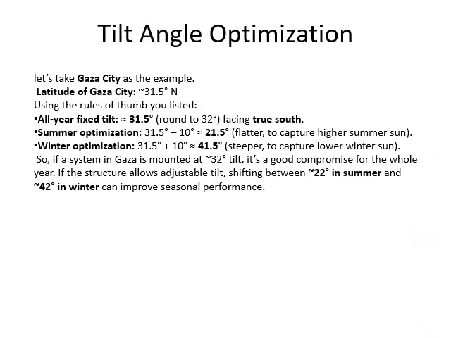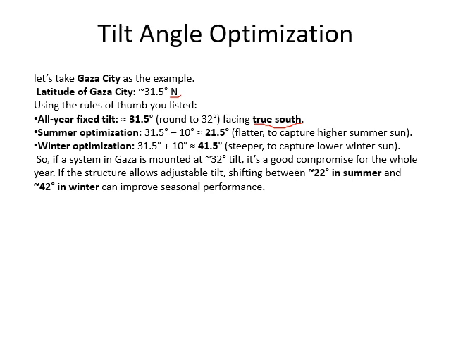Now let's take Gaza City as the example. Latitude of Gaza City is 31.5 degree north. Using the rule of thumb, the tilt angle will be 31.5 degree all year fixed if you want to go for a fixed tilt, facing true south. Now during summer we can actually tilt it 31.5 minus 10 degree, 21.5 degree, which is going to be flatter to capture the higher summer sun. And during winter we need to push it upward, 31.5 plus 10 degree, 41.5 degree, so it will be steeper to capture the lower winter sun.